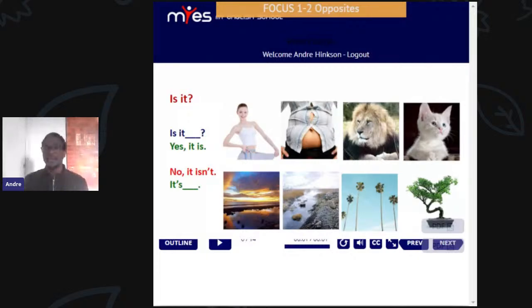So let's ask these questions and answer them. So we're going to choose the picture, we're going to ask the question, and then we're going to respond. So I'm going to ask you a question, and then we'll respond. So let's look at the first picture. So we're going to use an adjective to ask the question, and then we're going to respond with the positive or the negative. So the first picture is she in this case because she is a person.